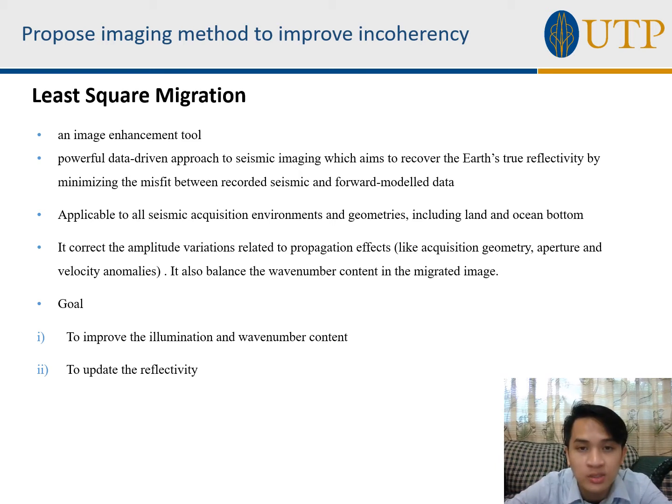The goal of least square migration is to update the reflectivity, and improve the illumination and wavenumber content. In tackling this problem, least square migration will try to increase the seismic coherency by making sure that the low coherence image, which is the low amplitude seismic, is as close as possible to the original image, which is the original amplitude seismic, by applying a certain acceptable threshold. The process requires numerous iterations and adjustments to produce the final updated image, where the amplitude has been amplified until an acceptable threshold.